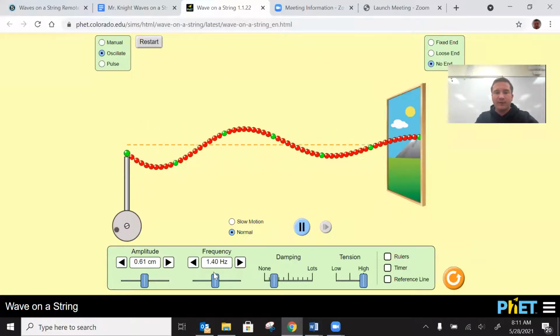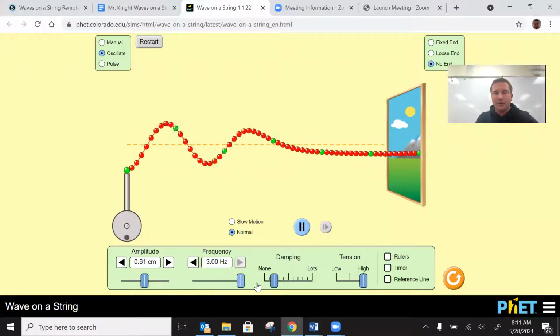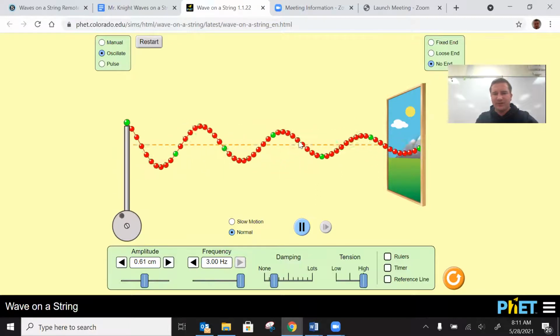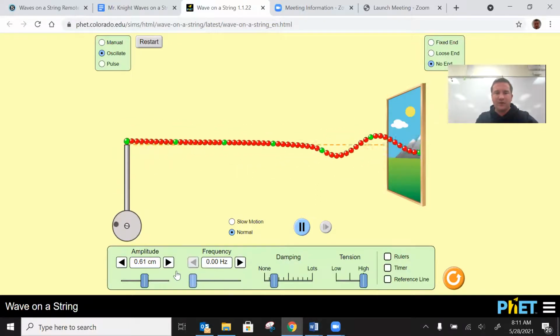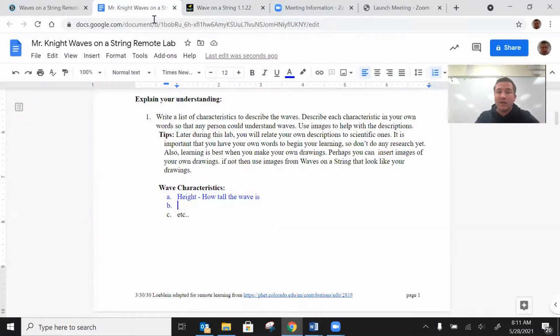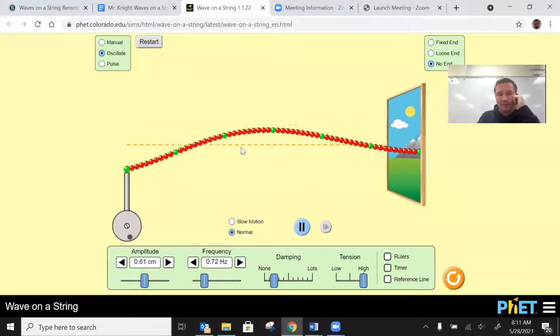When I'm playing around with stuff here, it actually looks like I can change how fast the wave is going. That one looks like it's really fast. That looks really slow, so I can change speed. How fast the wave travels. Right, another good characteristic.